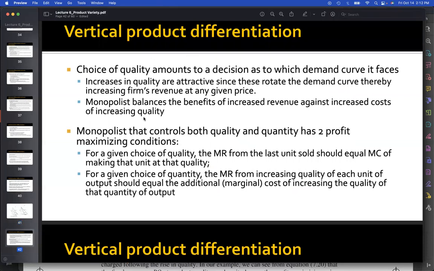So the monopolist that controls both the quality and quantity has two profit maximizing conditions. For a given choice of quality, so given your Z, the MR from the last unit sold should equal the marginal cost of making that unit at that quality. And then for a given choice of quantity, the marginal revenue from increasing quality of each unit of output should equal the additional marginal cost of increasing the quality of that quantity of output.